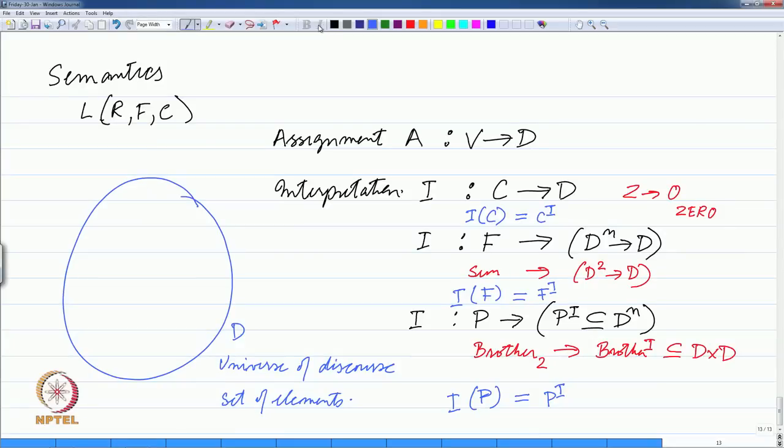So, R, C and F are mapped with interpretation, but R is not mapped. That is what she is trying to ask. Oh, okay, okay. So, this should map R to, is that what you are saying? Okay, thanks.